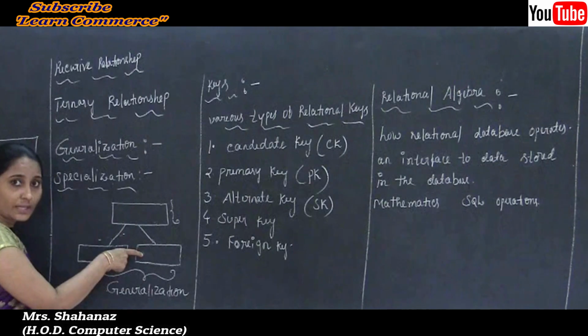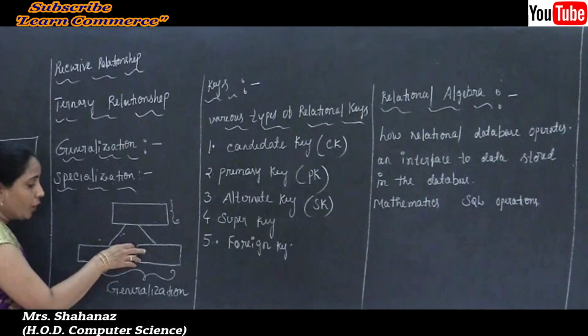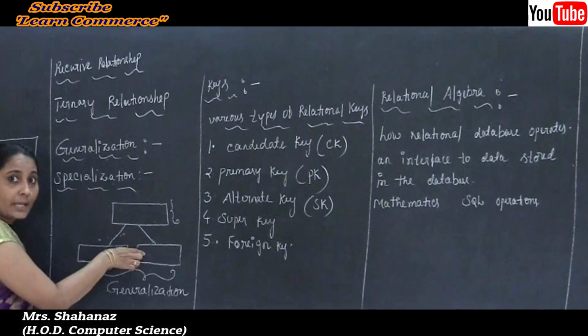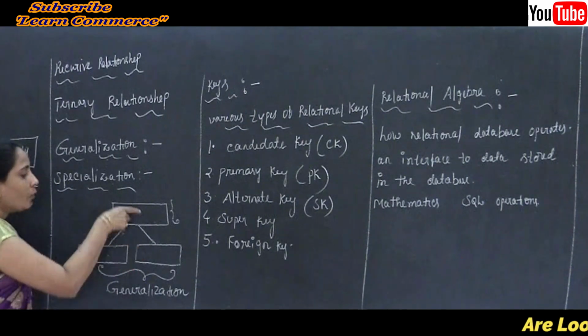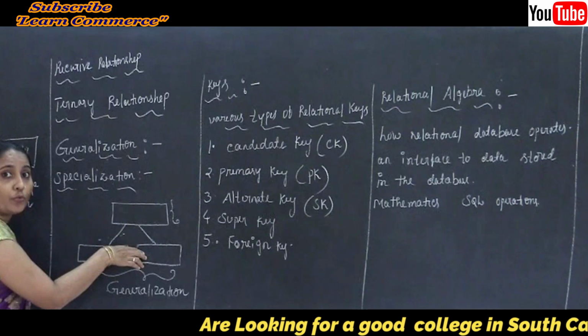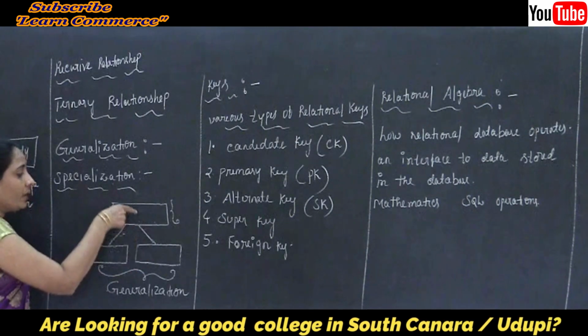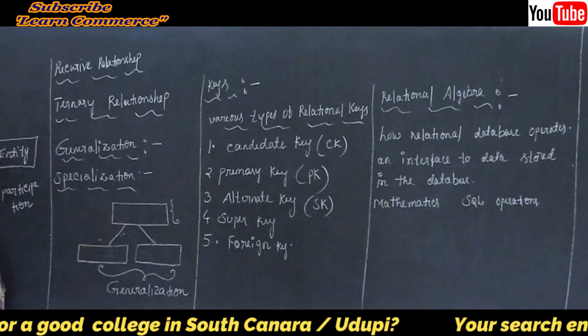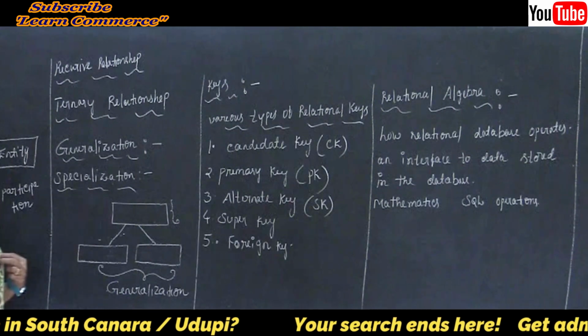So this one is called generalization, in which two lower level entities can be combined to form one higher level entity. We combine them together just to build up one higher level entity. So this is the meaning of generalization.